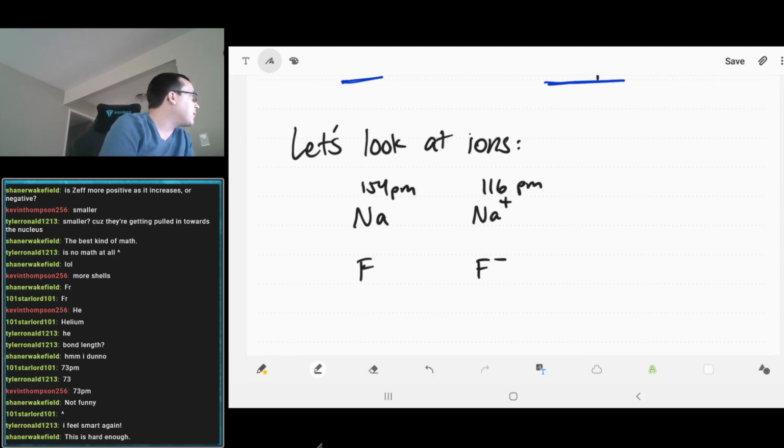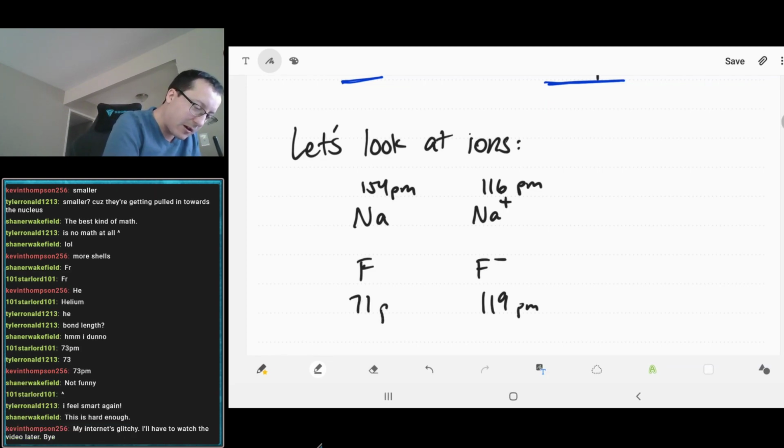Fluorine's atomic radius is going to be, or fluoride is 119. I have to look up fluorine. It sucks that these numbers are not so easy to memorize. But anyways, let's have a look. What do we see here is a trend.